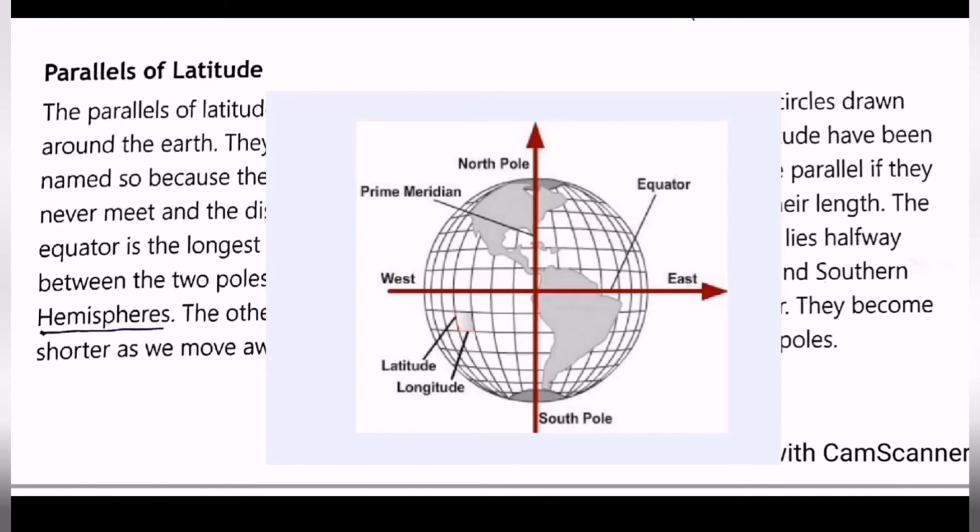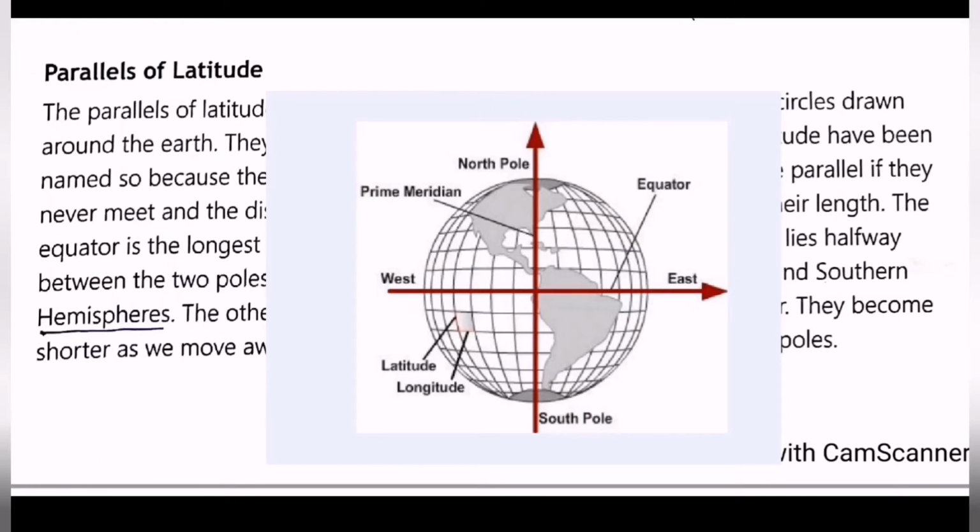It is the longest parallel. It runs around the middle of the earth and lies halfway between the two poles. It divides the earth into north pole and south pole equally. The equator divides the earth into the northern and southern hemispheres, and we can say that the north pole is the northern hemisphere and the south pole is the southern hemisphere.